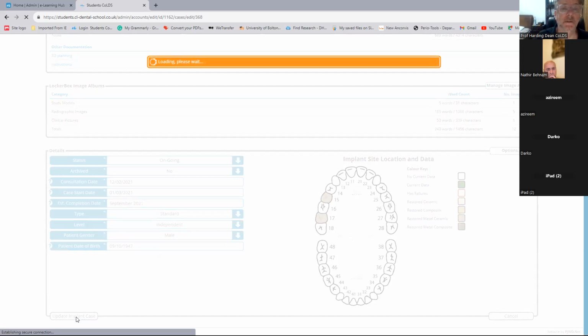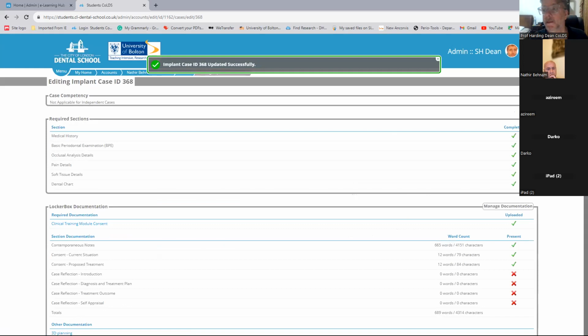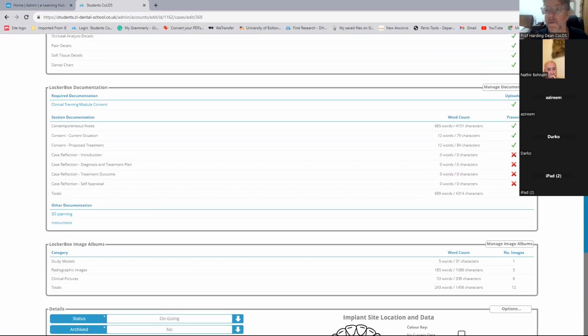Going to accept all the data. Brilliant. Now, we've got some bits missing here. We've got case reflection, diagnosis and treatment plan, case reflection, treatment outcome. So you need to just write up something in those areas.